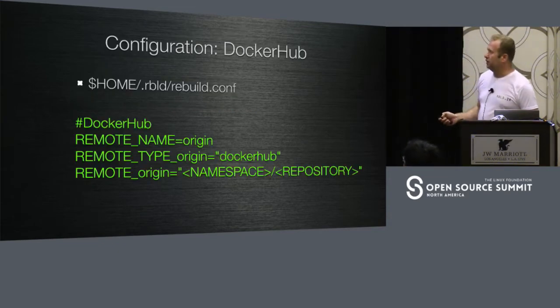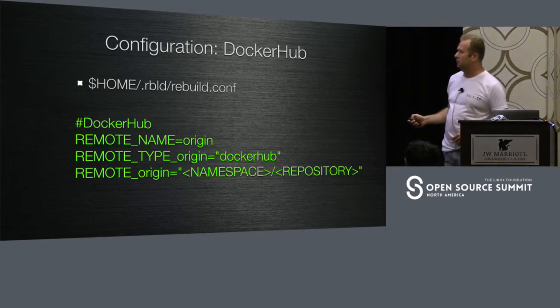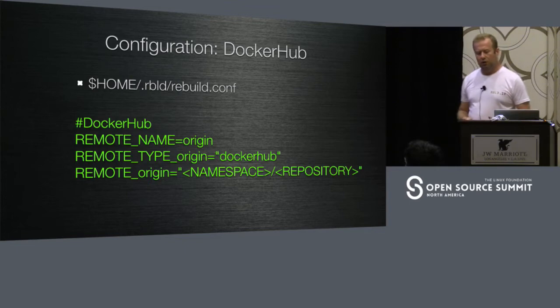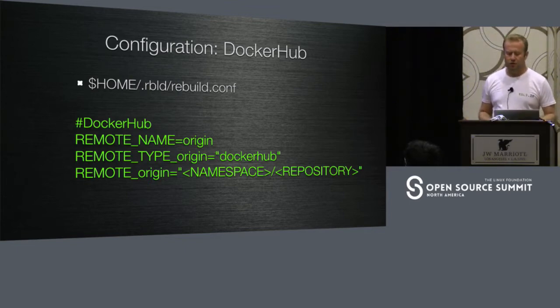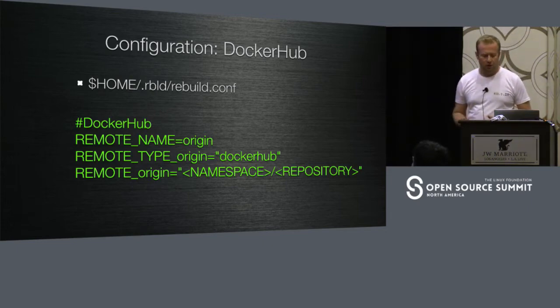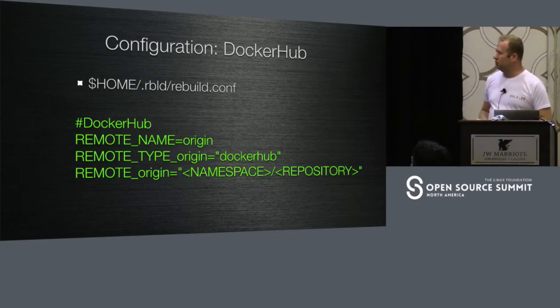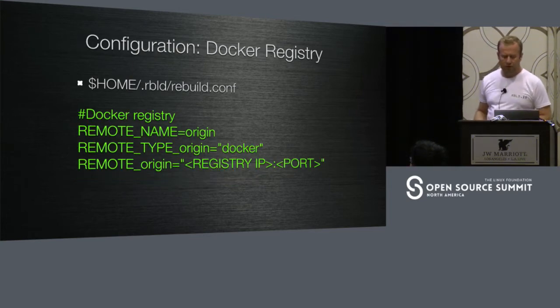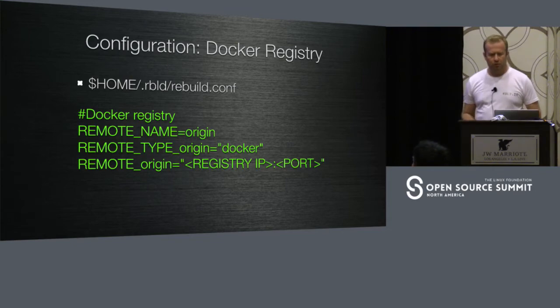There's a configuration file for rebuild. It's located in your home directory under .rebuild, rebuild.conf. And in this file, you can configure different options of what type of registry you want to use for your environments. So this is the way you configure the Docker Hub. You can configure a rebuild environment, or you can configure a Docker private registry.